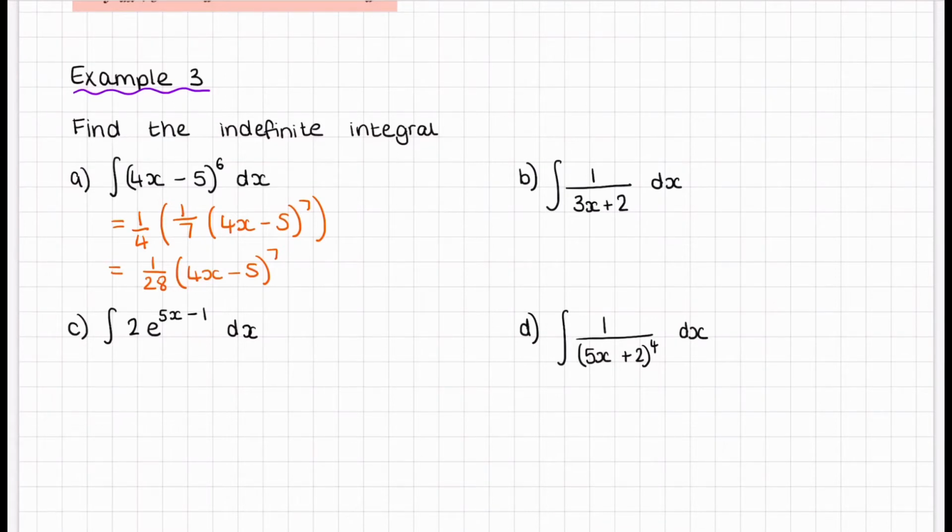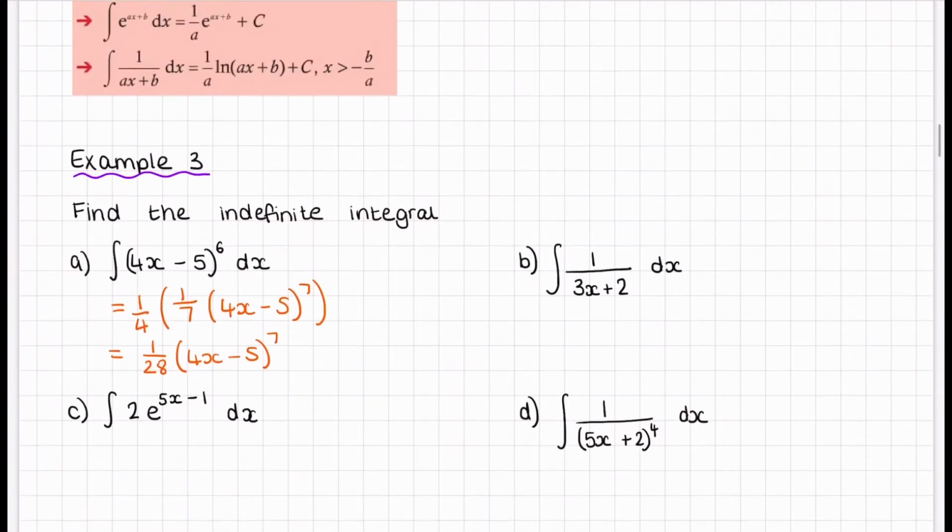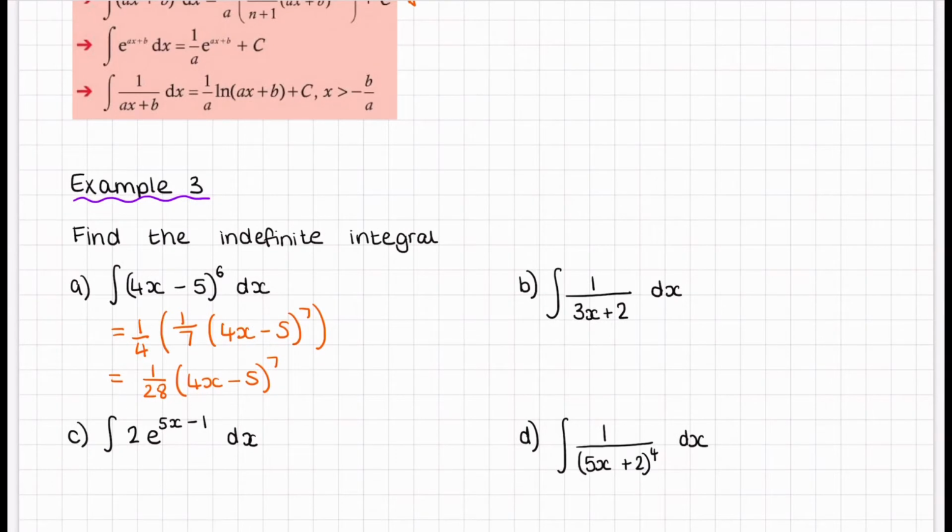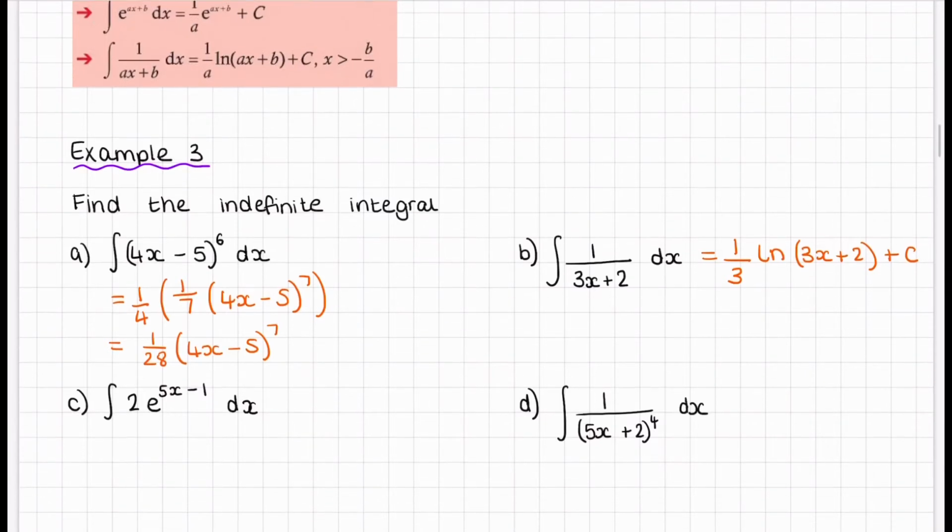With b, we've got the integral of 1 on 3x plus 2 dx. So now we're going to look at the third rule above. And we're going to have 1 on a, which is the number in front of the x, which is 3. It goes to an ln, and we have whatever's on the bottom goes into the brackets and plus c. And we can't simplify that, so it just stays as it is.